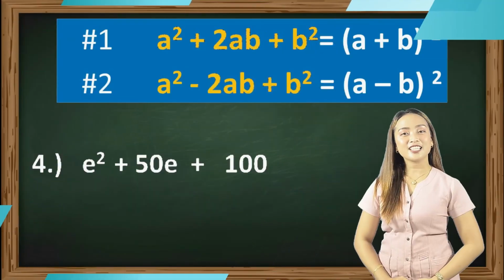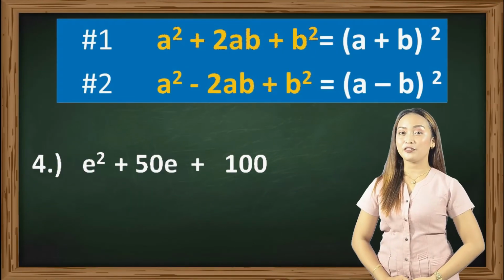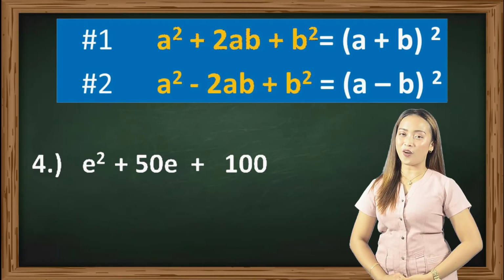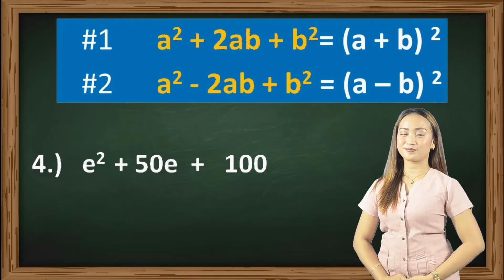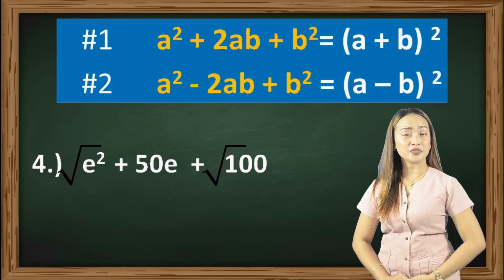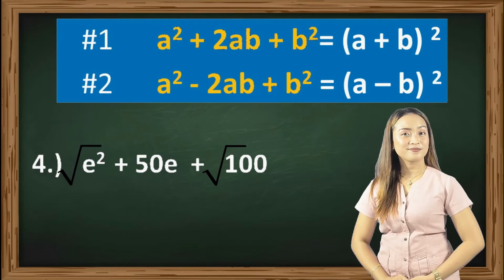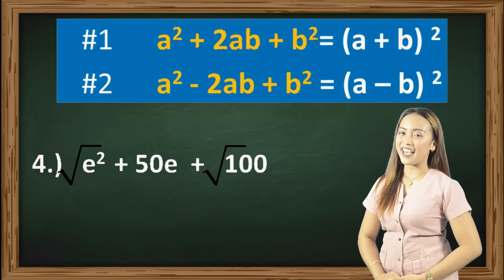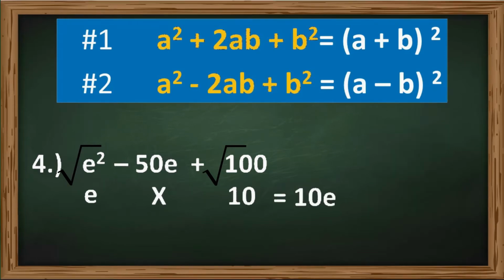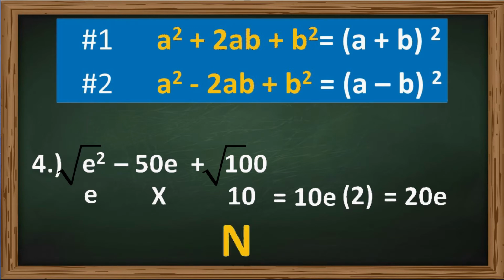Lastly, E squared plus 50E plus 100. Are E squared and 100 perfect squares? Yes. Multiplied both and twice the product, we got 20E. The middle term is wrong. Therefore, it is a P or N? N. Perfectly done.